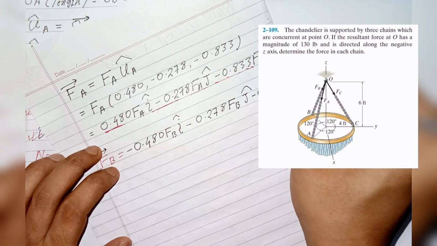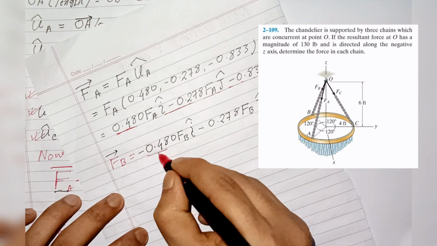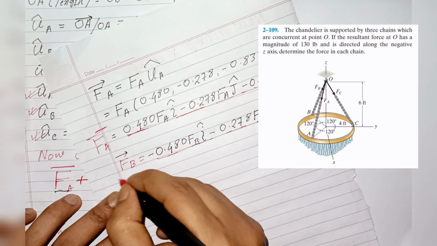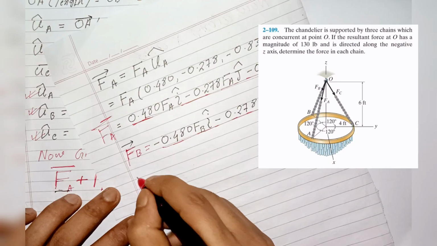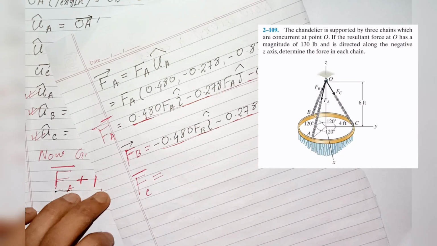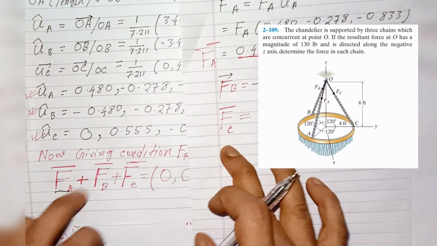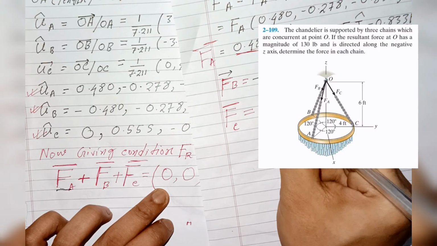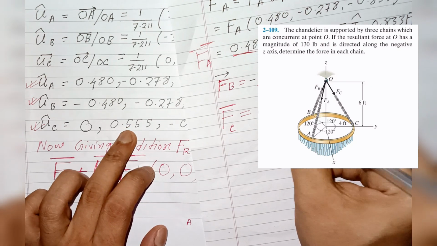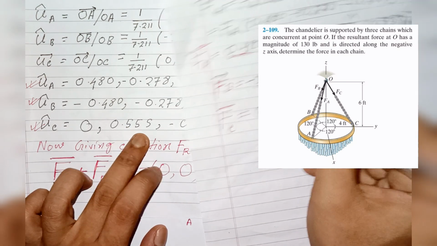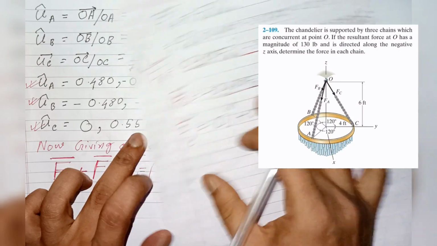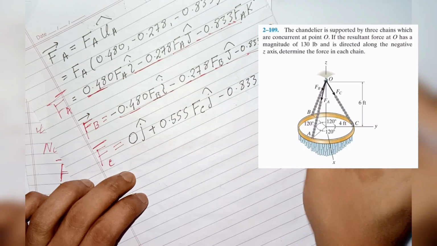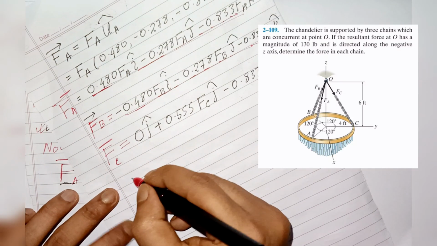Now we have to write the last one, the F_C vector. It is the magnitude of F_C and the unit vector of C. So the F_C vector equals F_C times the unit vector of C, whose x component is 0. So 0 i cap, which does not mean anything anyway, plus 0.555 F_C j cap, and the last one, the k component, as in F_A and F_B, is minus 0.833 F_C k cap.